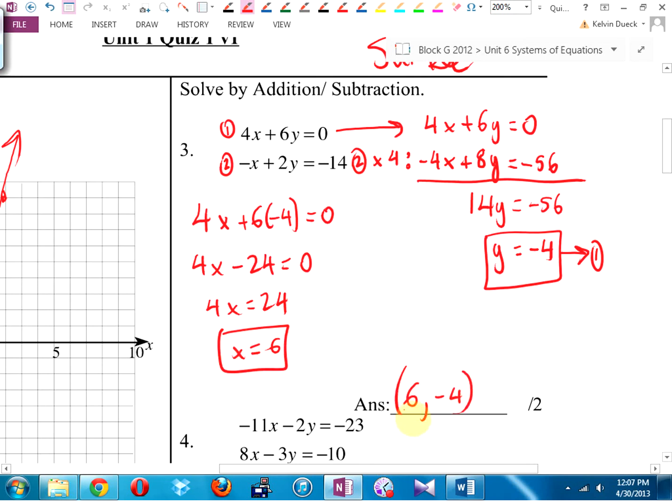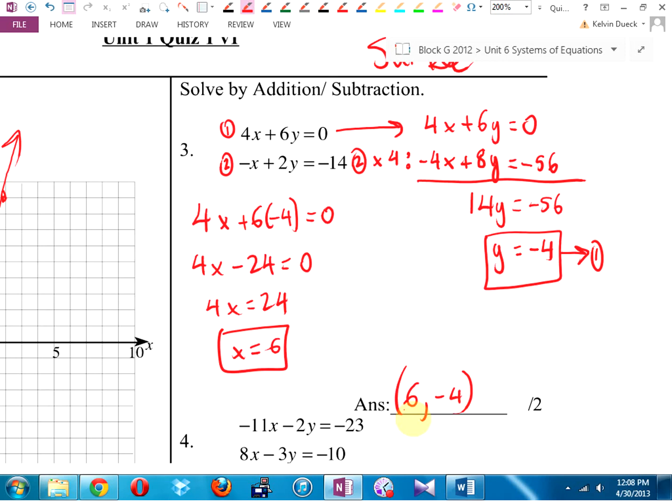How many marks did I make this worth? 2. How many things did we find? Hey, what a coincidence. How about 1 for each? 1 mark for each is how I'll probably mark these. And if you did substitution, half mark off. You need to know both, because I will definitely give you some that you can't solve with substitution.